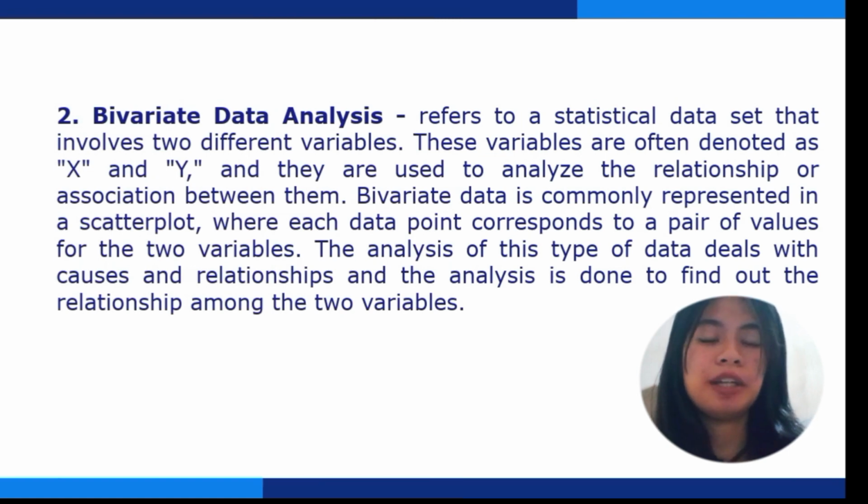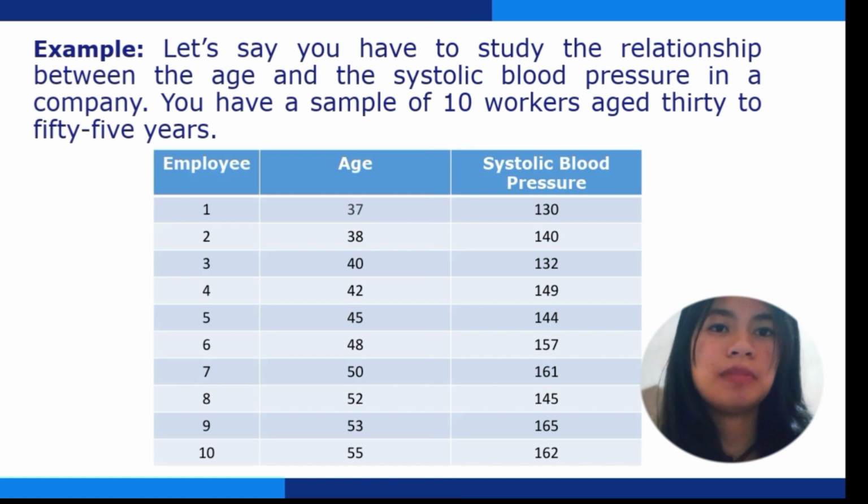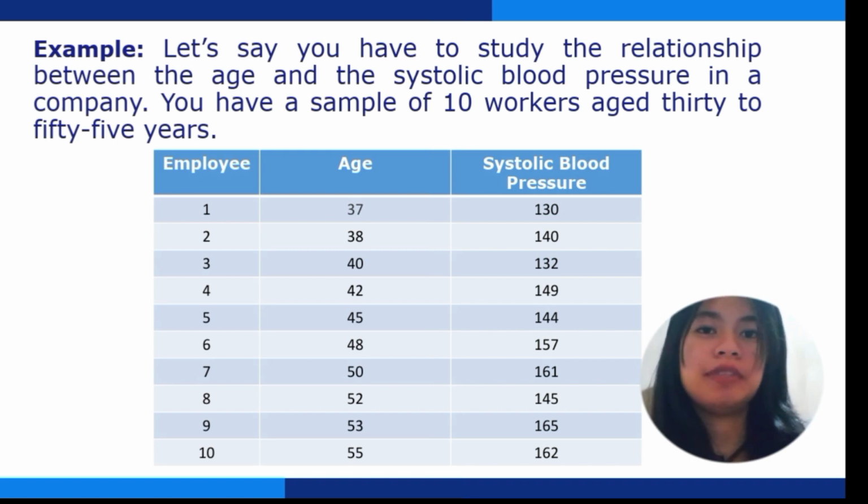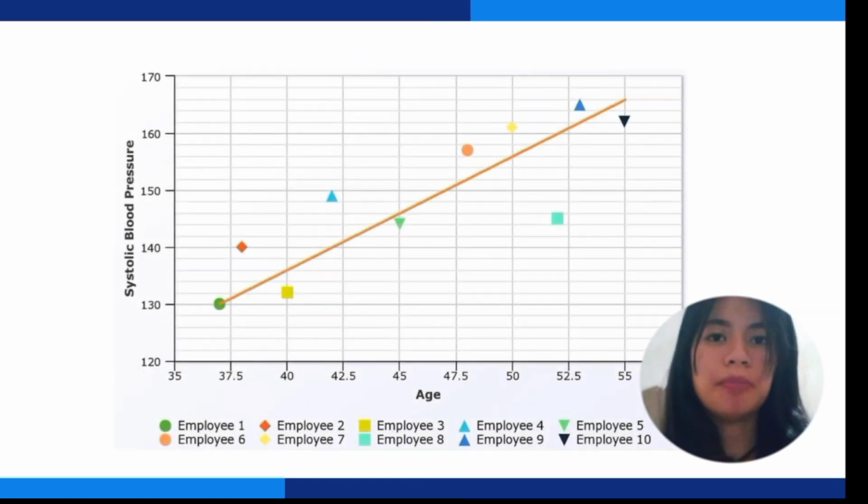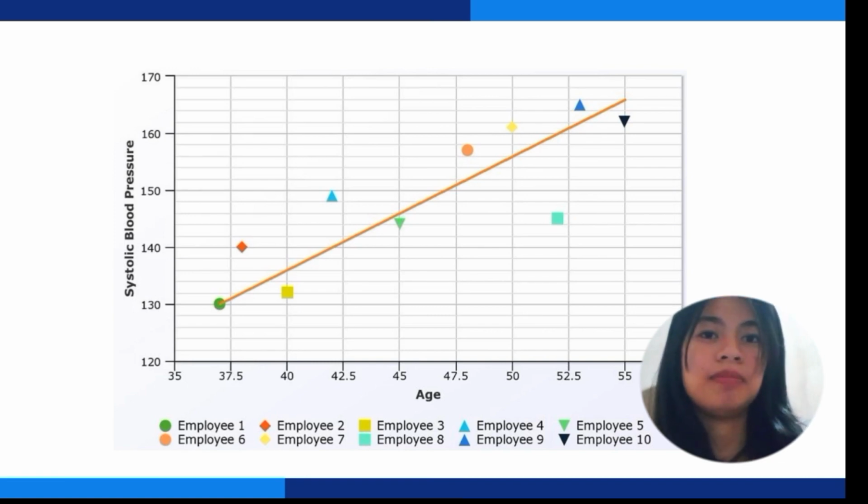An example of bivariate data is, let's say you have to study the relationship between age and systolic blood pressure in a company. You have a sample of 10 workers aged 30 to 50 years. Now, we need to display the table graphically to be able to make some conclusions. The scatter plot illustrates that the values seem to grow around a straight line, and it shows that there is a possible linear relationship between age and systolic blood pressure.